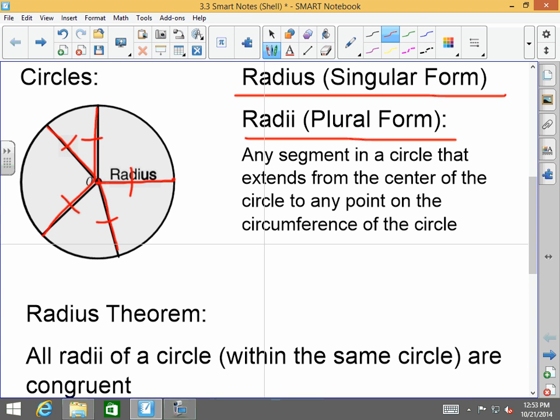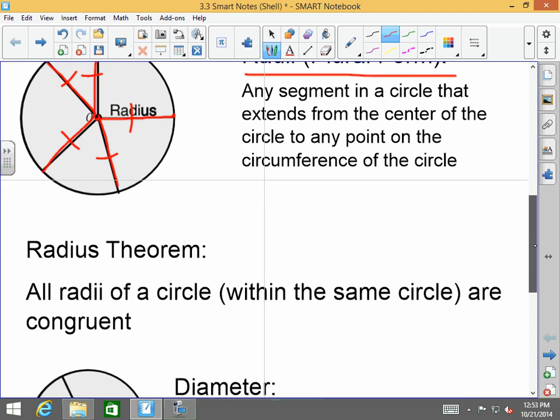So it's really important to know what a radius is, and even more so to really grasp the concept that all radii within a circle are congruent. That does not mean that all radii of all different size circles are congruent. No, that's not what I'm saying. But within its own circle, all the radii within that particular circle will always be congruent. This is huge for the SAT. And we're going to be investigating this a lot more as we go on through the course.